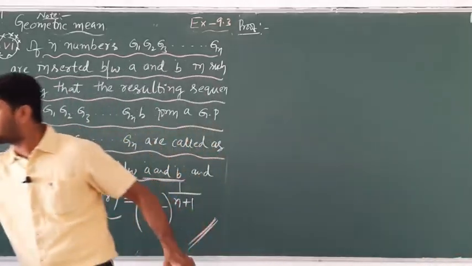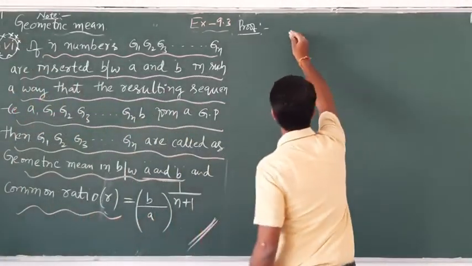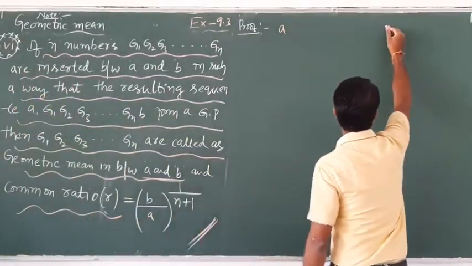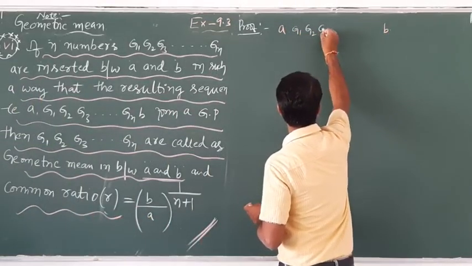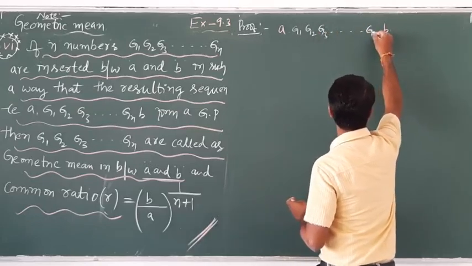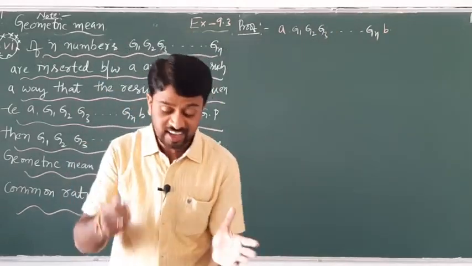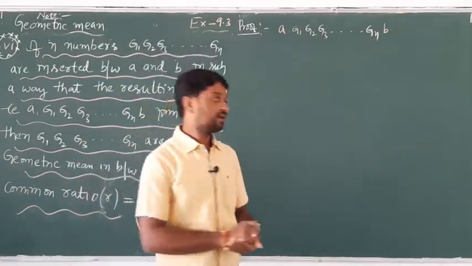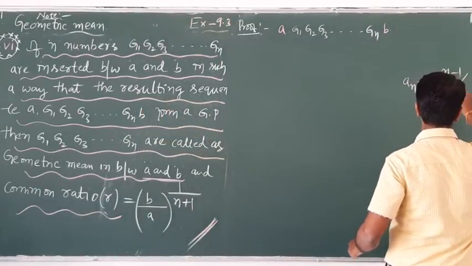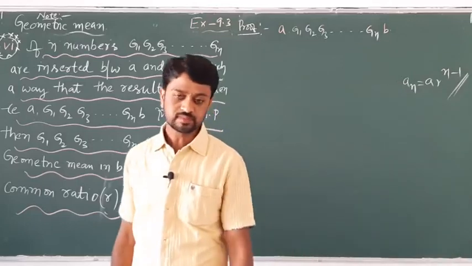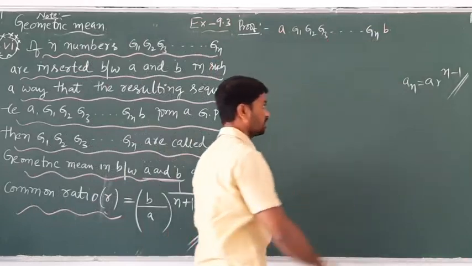Inserted between A and B means the two numbers, and n numbers are inserted between A and B. Listen to it. Here G1, G2, G3 up to Gn. Tell me anybody, the nth term of a GP? Yes, the nth term means An equals A into R power of n minus 1. Yes or no? But here, listen, nth number G1, G2, G3 up to nth number.